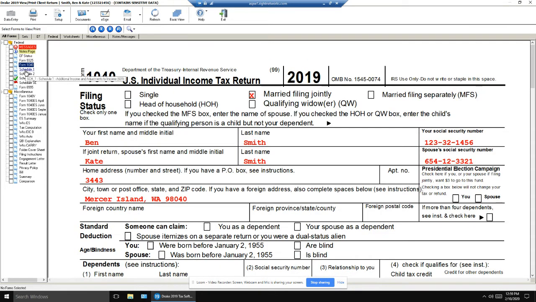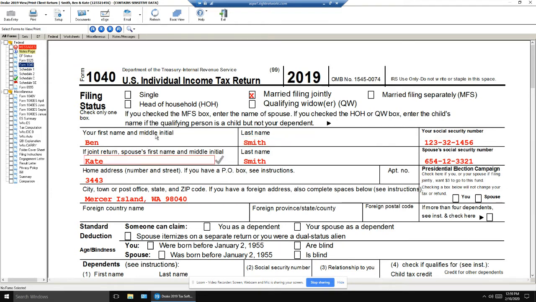Now, once you get to a certain level of success, which actually in this case these guys are, they should totally be looking at becoming an S corporation. Again, this is all fake information, but it's similar to stuff we see all the time here at Big Picture CPA. So we have Ben and Kate Smith.